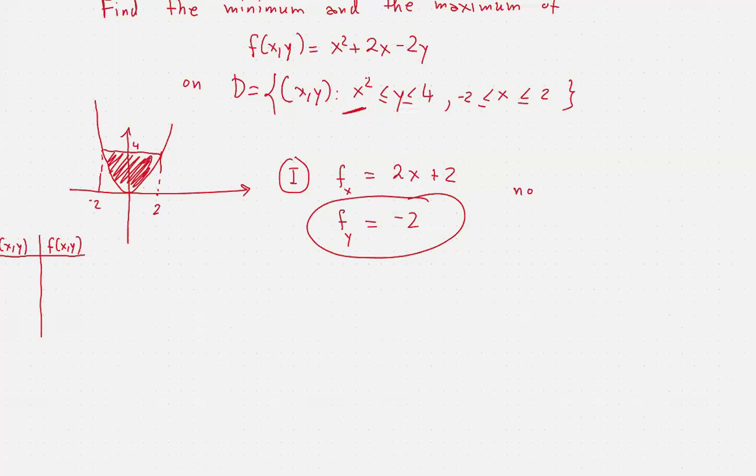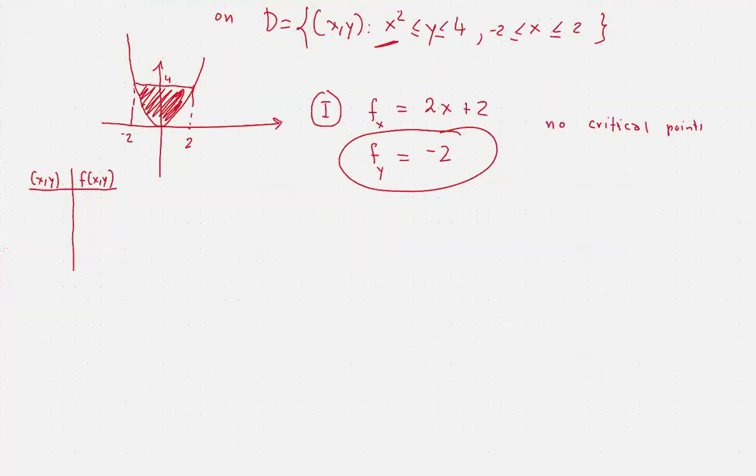And then let's proceed with the boundary. So the boundary pretty much consists of 2 components. So we have this parabolic part, and then we have this line segment. Let's work separately with each one of them. So let's start with the line segment from -2, 4 to 2, 4.